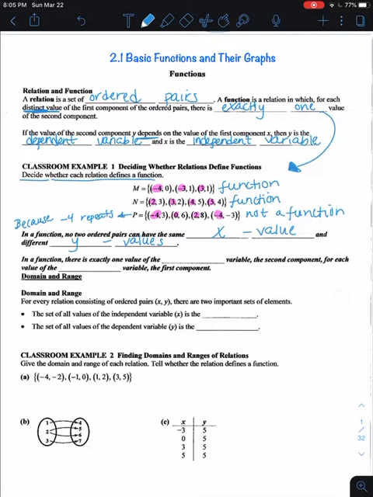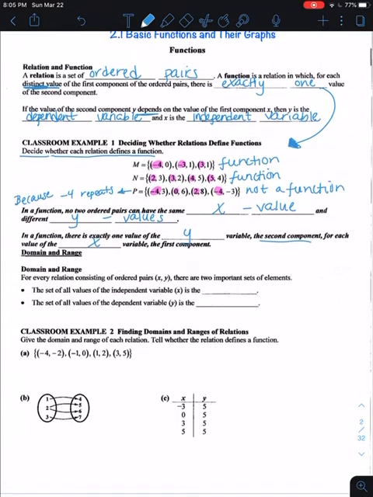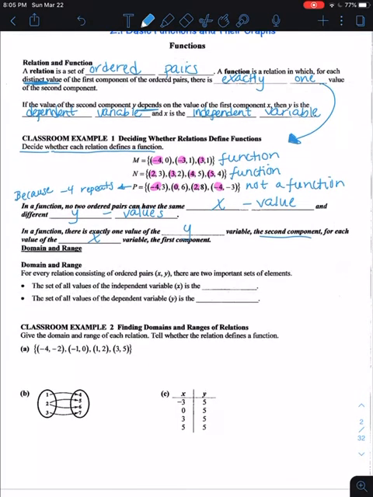So I guess that would be S. All right, in a function, there's exactly one value of the y variable, which is the second component, for each value of the x variable, which is the first component. So there you have it. That's the definition of function. You're going to hear the word function come up a lot. So it's important that you understand what a function is.